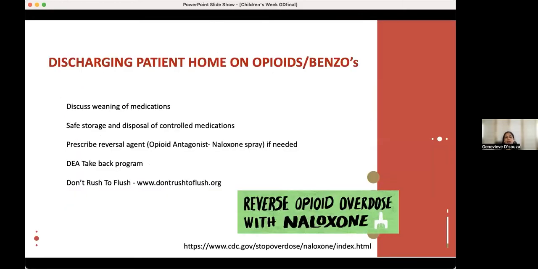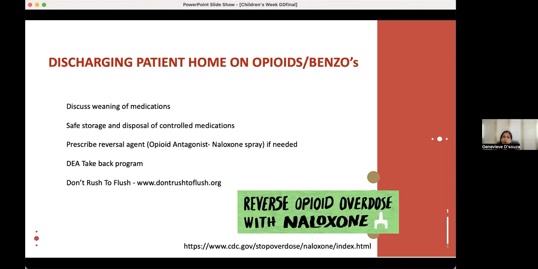Our role is that we can reduce this wave of opioid overdoses, because as we know, teenagers and young adults are exceptionally susceptible to opioid overdose because they have all these opioids that are easily available to them. We send them home with opioids, and if these are not locked up or kept safe, there may be bad repercussions. So when you send patients home from the hospital on opioids or benzodiazepines, you want to discuss weaning of these medications, safe storage and disposal of controlled medications, and prescribe reversal agents, opioid antagonists, like naloxone spray if needed.